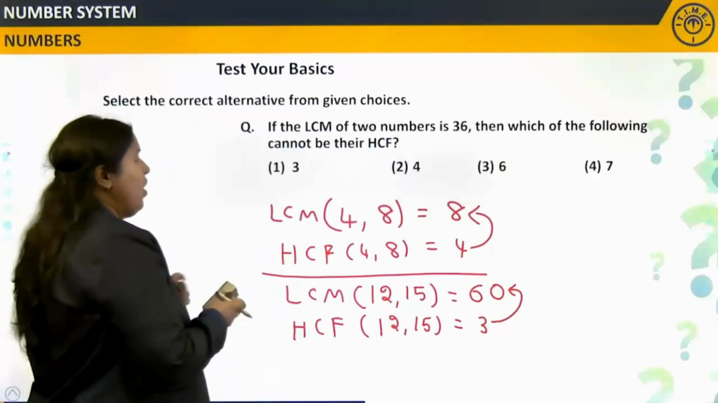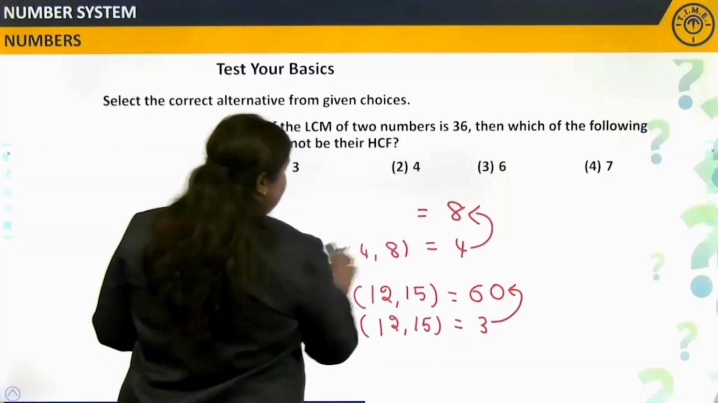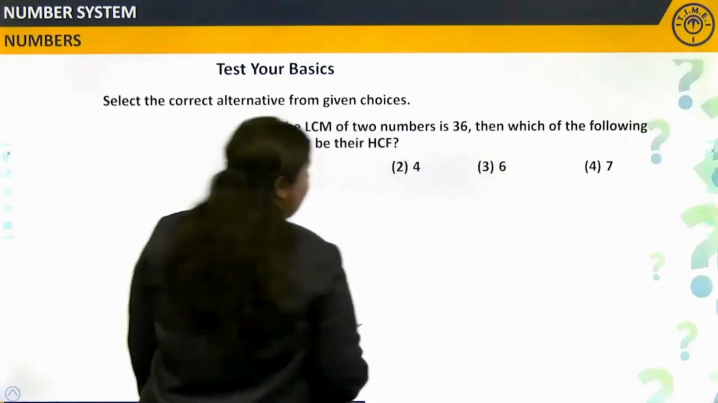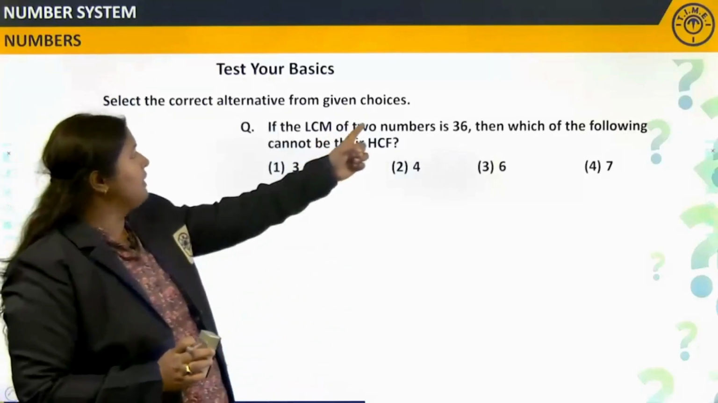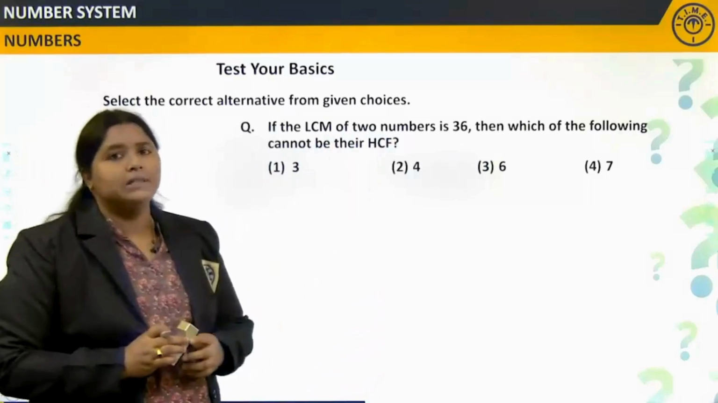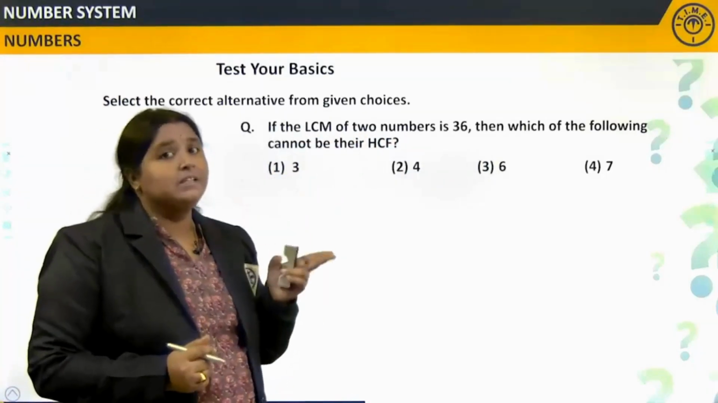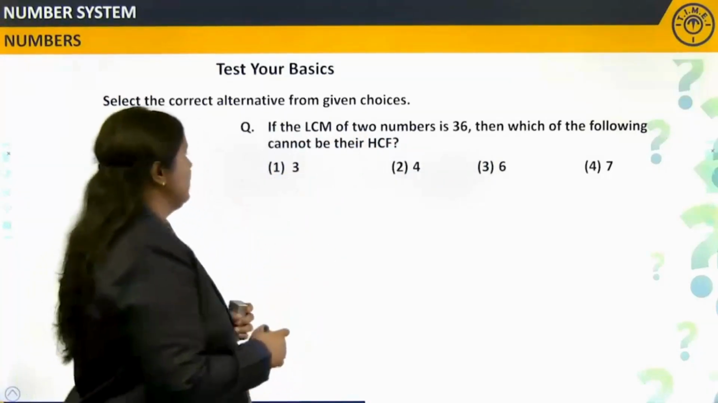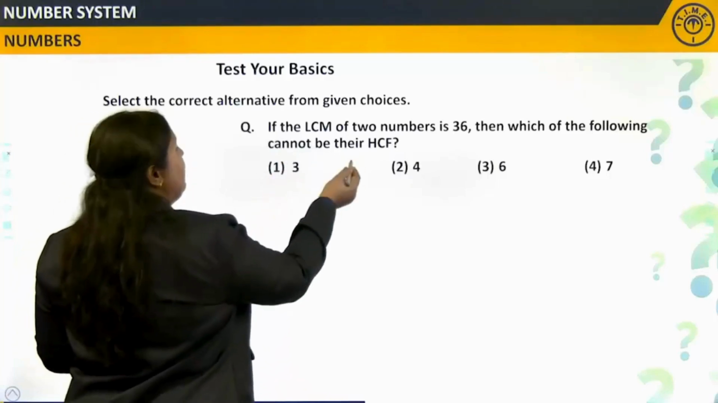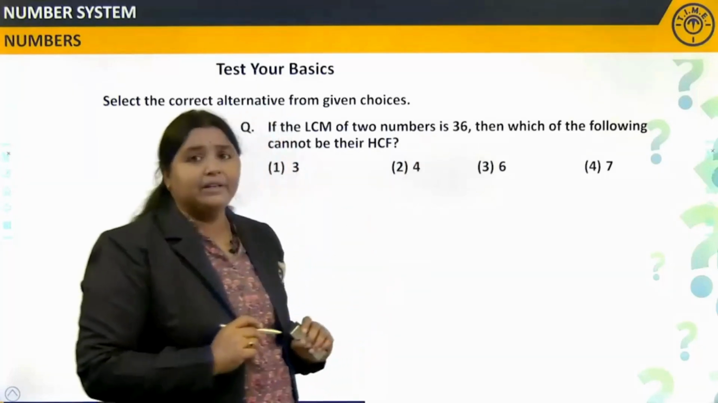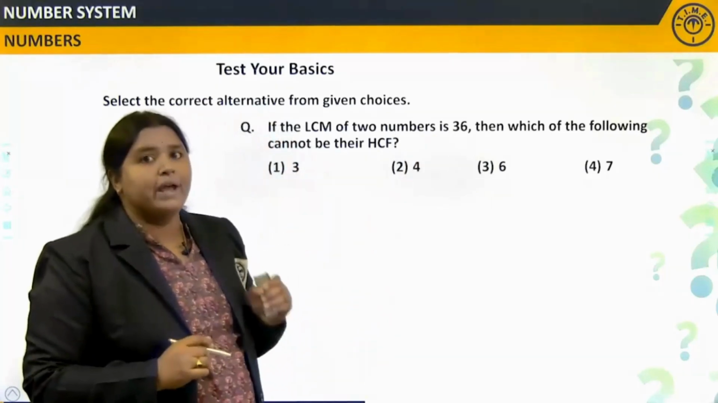Now, how to solve this problem? We have to look at every choice given and see whether it is a factor of the LCM. What is the LCM? 36. Is 3 a factor of 36? Yes. 3 12s are 36. So, 3 can be the HCF. Now, go to 4. Is 4 a factor of 36? Yes. 4 9s are 36.